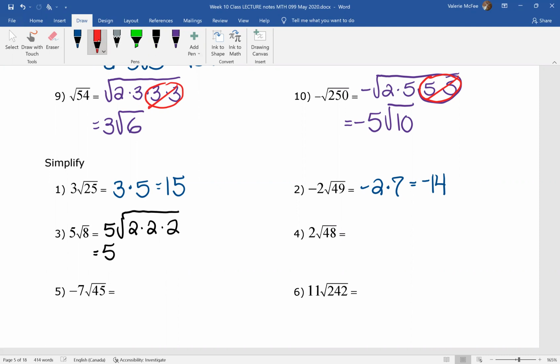We're going to keep that 5. And now inside the radical sign, I see 2 factors of 2. We can take those out. So this is 5 times 2 times the square root of 2. It simplifies to 10 root 2. Why don't you pause your video and prime factor 48?